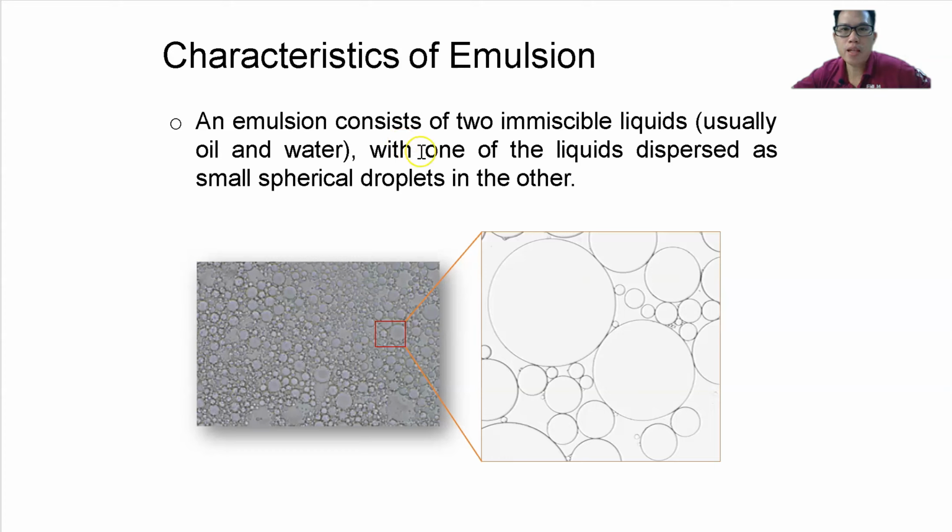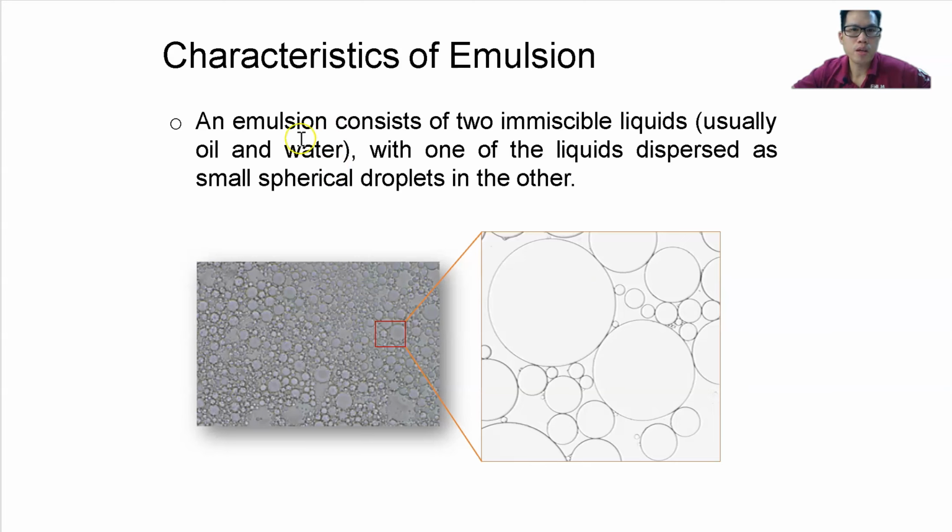What happens is that with these two liquids, one of the liquids will disperse as small spherical droplets in the other. So it will definitely be spherical. Spherical means round shape. The reason it will be round shape is to minimize the surface area, to have the minimal contact area between the two liquids.